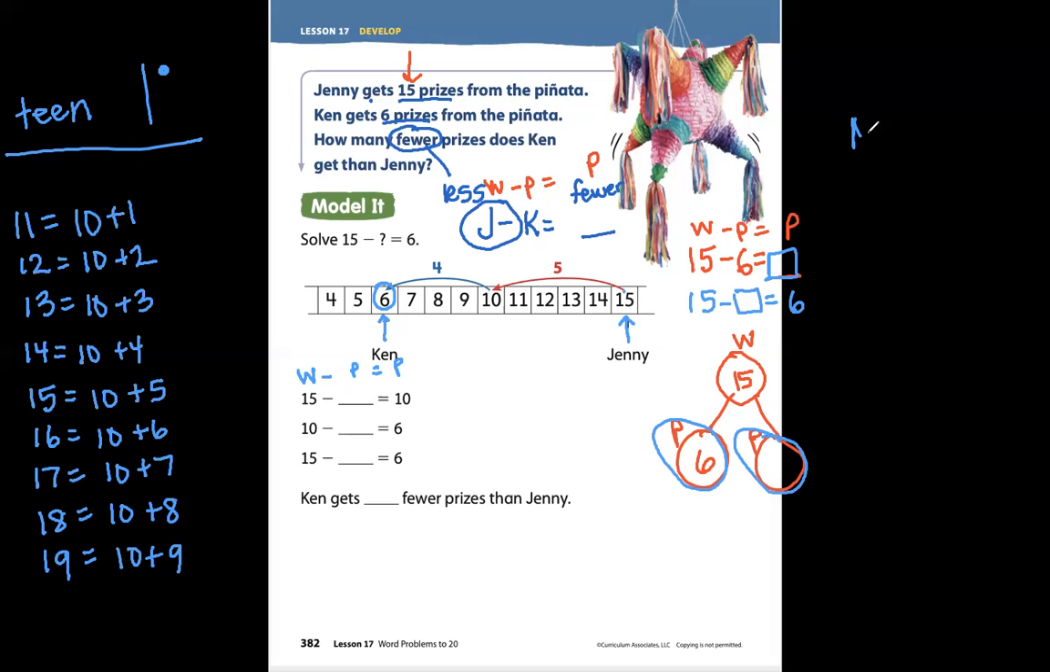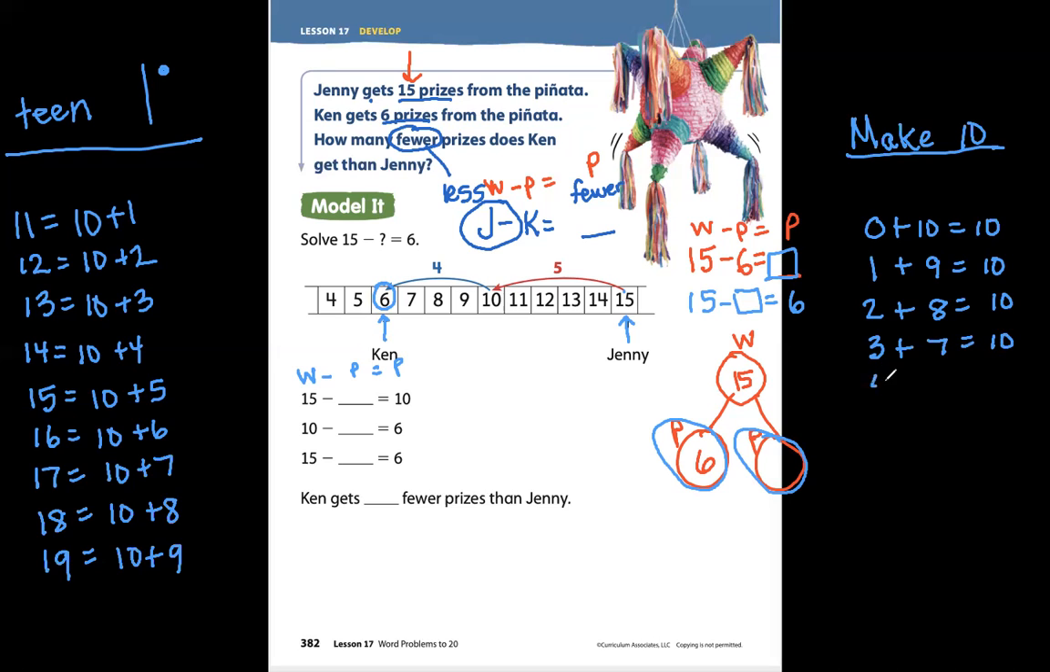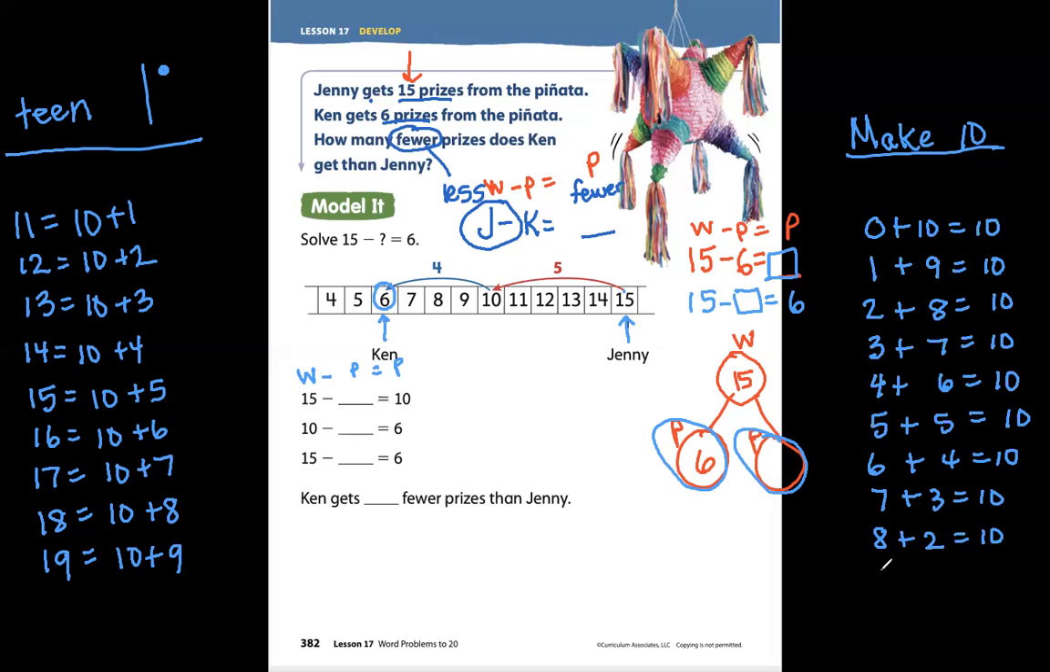Also understanding how to make 10, right? 0 plus 10 equals 10. 1 plus 9 equals 10. 2 plus 8 equals 10. 3 plus 7 equals 10. 4 plus 6 equals 10. 5 plus 5 equals 10. 6 plus 4 equals 10. 7 plus 3 equals 10. 8 plus 2 equals 10. 9 plus 1 equals 10. And 10 plus 0 equals 10.